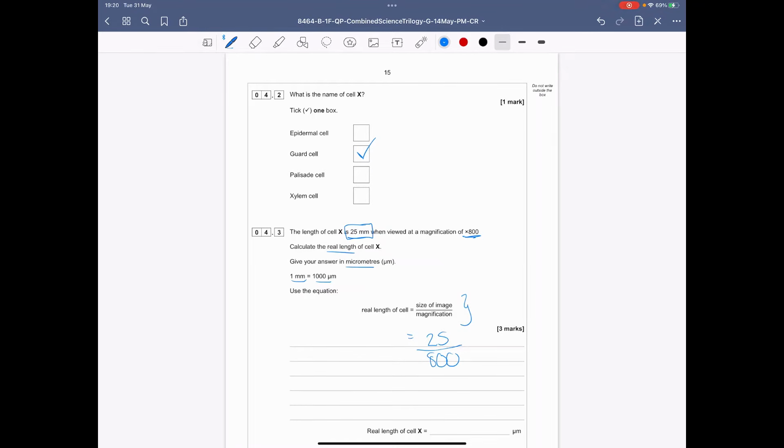But we can't just do 25 millimeters because it asked for it in micrometers. So we need to convert 25 millimeters into micrometers. But it tells us there's 1,000 micrometers in a millimeter, and I've got 25 millimeters. So therefore, I would times it by 1,000 to give me 25,000 micrometers, divide it by the magnification 800, and that gives us a reading of 31.25 micrometers.